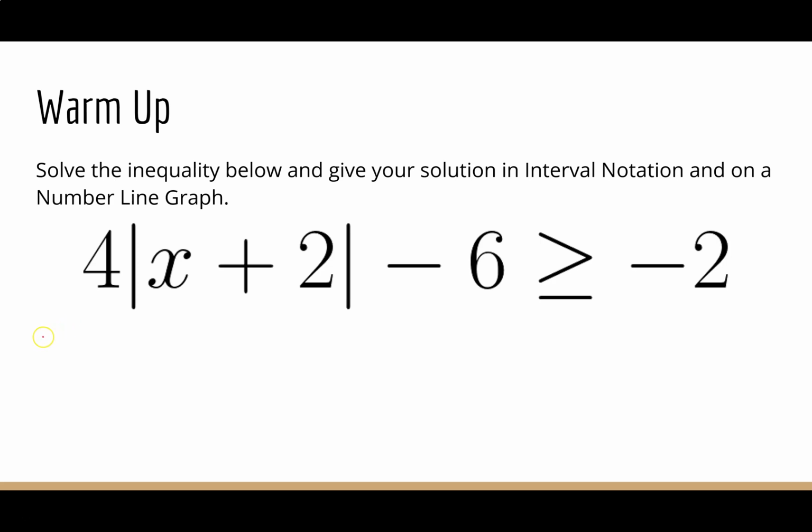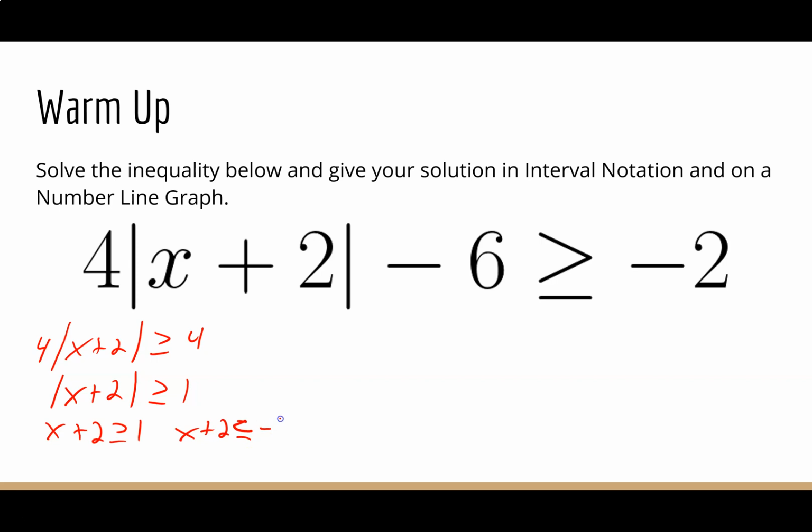So add 6 to both sides, divide by 4, and split. Remembering to flip the inequality and make it negative on your second one. Minus 2 from everything. And you've got your inequality solutions: x greater than or equal to -1, x less than or equal to -3.